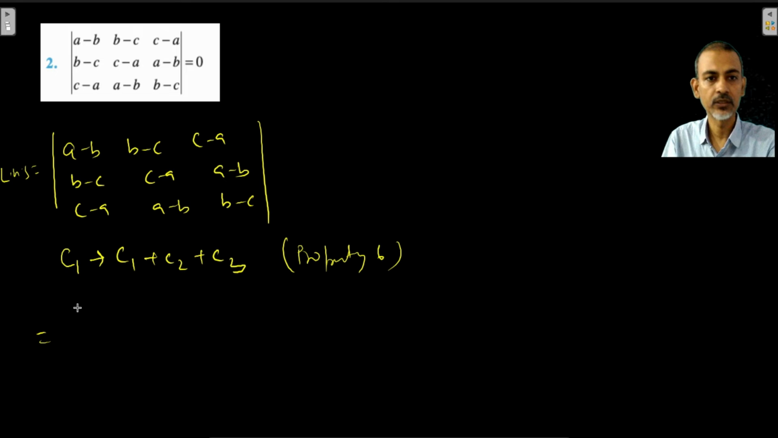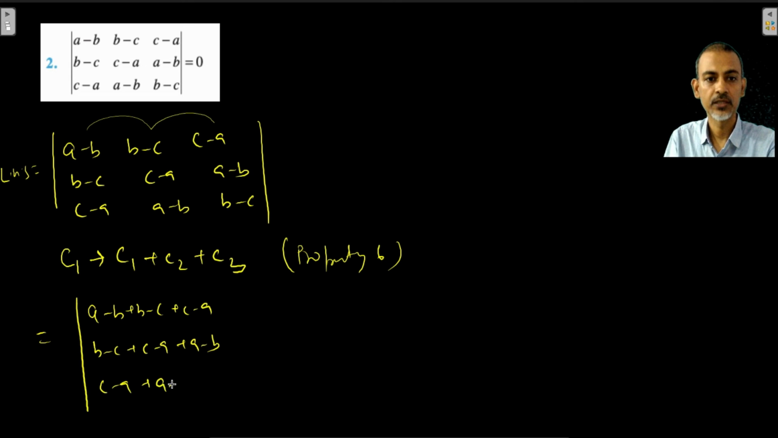Now what will happen to this determinant? The value of the determinant remains unchanged, but when you sum this one with this one, you will have A plus B plus C and then minus B minus C minus A. So okay, let's write at least one. A minus B plus B minus C plus C minus A, and then another one B minus C plus C minus A plus A minus B, and then the third one C minus A plus A minus B plus B minus C. Alright, now the other ones are B minus C, C minus A minus B, and the other one is C minus A minus B, B minus C.